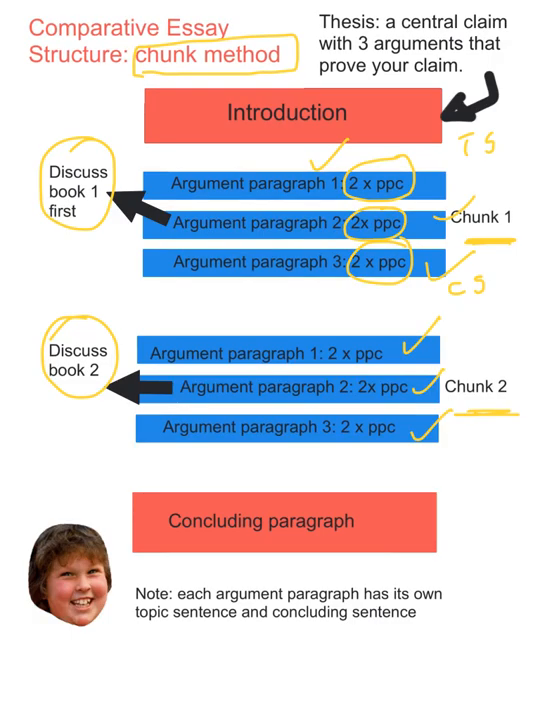And of course, you would follow the same format for book number 2. So you'd have your argument 1 for book 2 in paragraph 1, argument 2 for book 2 in paragraph 2, and argument 3 for book 2 in your 3rd paragraph.